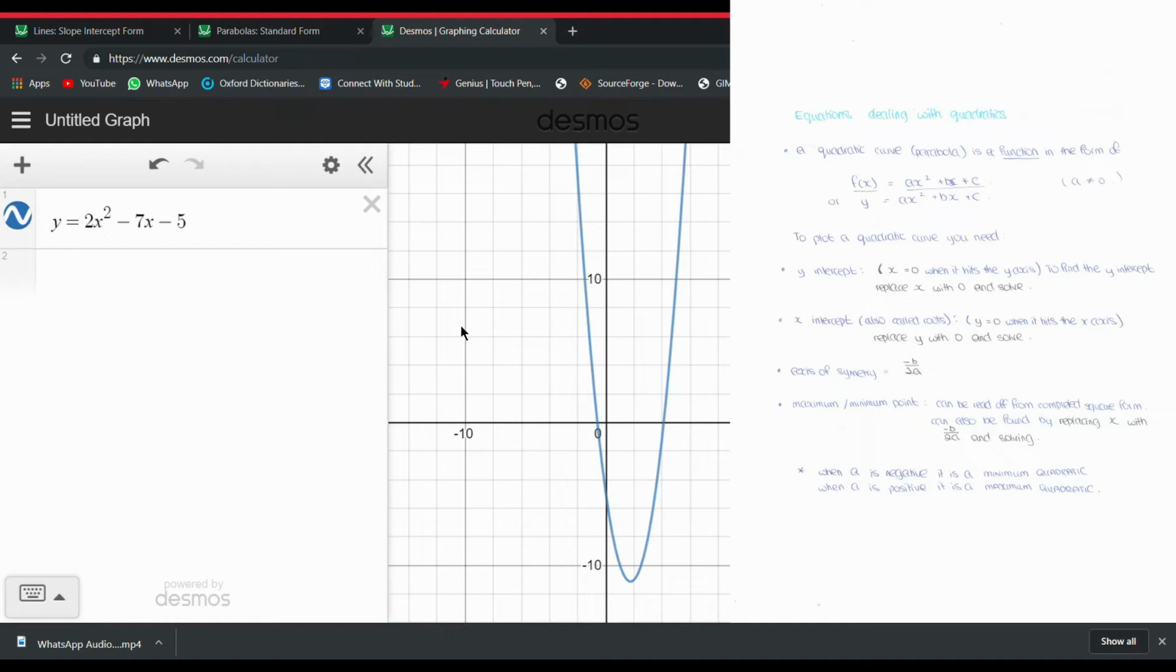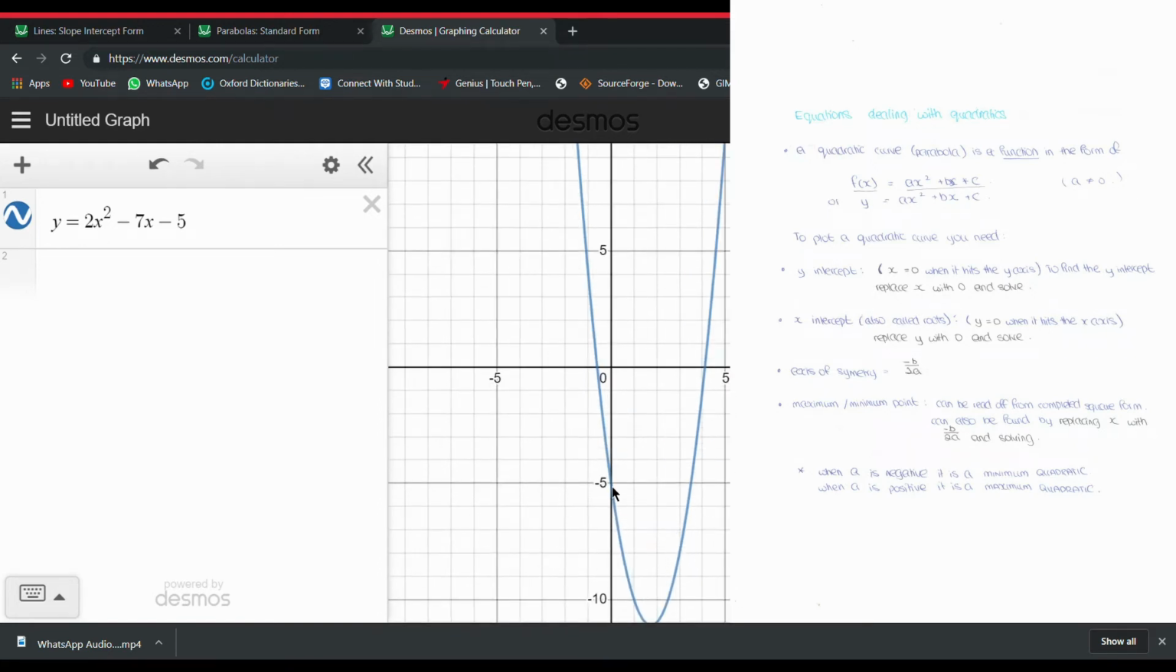So that's the first thing. And as I said, where your y-intercept is, your x will always equal 0. So if we click here, it says 0, minus 5. Those are the coordinates of your y-intercept. Now, the next thing you need to find is your x-intercept. Your x-intercept is where it hits the x-axis, and as you can see, where your line hits the x-axis, y is equal to 0.